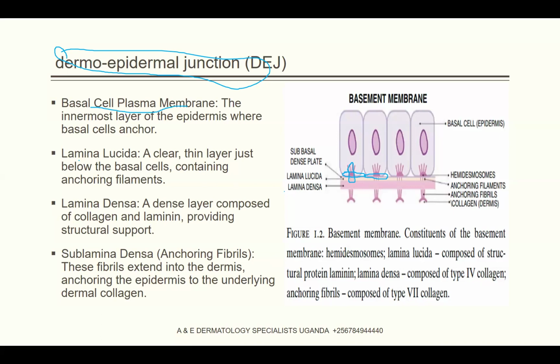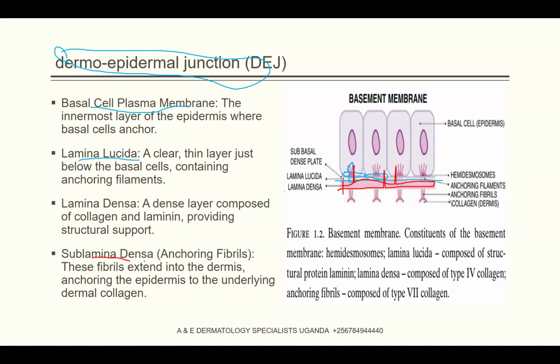Then the subsequent layer, we call it the lamina lucida. Lucida just means clear, lamina just means layer. So we have this second layer here where you see that blue line going, and usually it is composed of anchoring filaments. Just below it, we have what we call the lamina densa. It is called so because it appears darker on the electron microscope. So when you do electron microscopy to magnify these structures, the lamina densa will appear a little bit darker compared to the lamina lucida. And this lamina densa is usually composed of collagen and laminin fibrils, and these basically provide structural support to the skin.